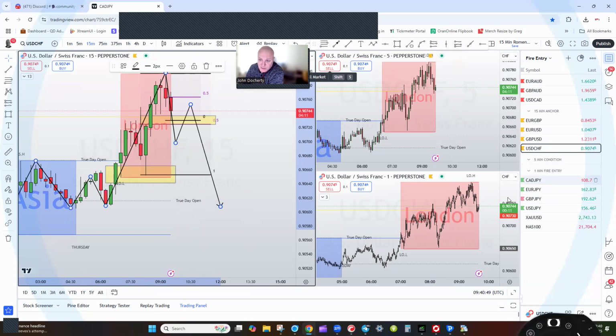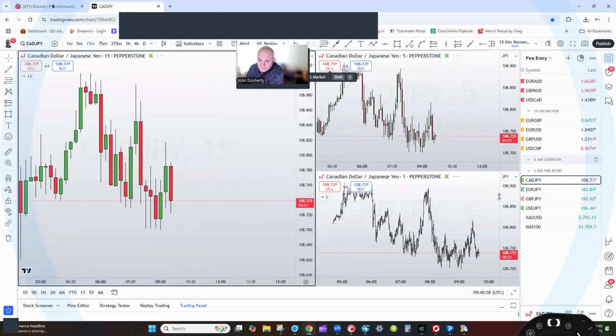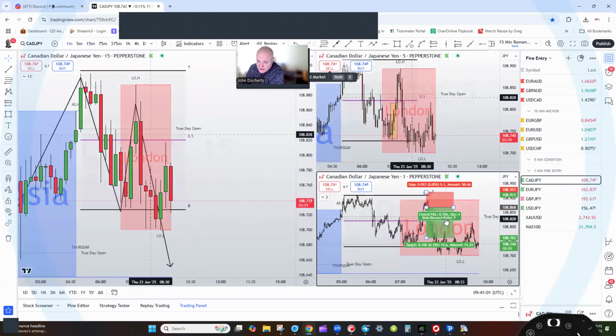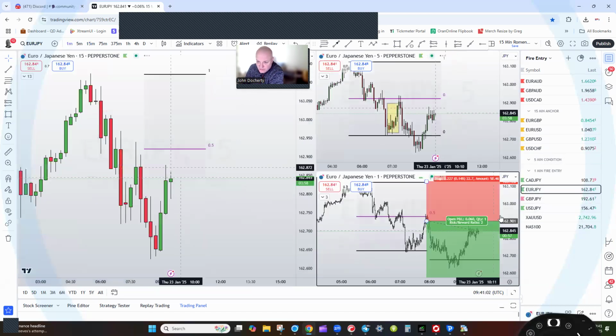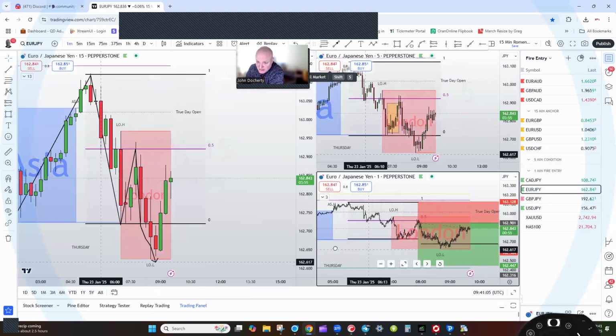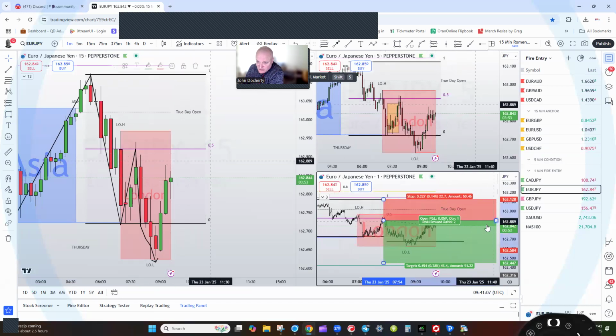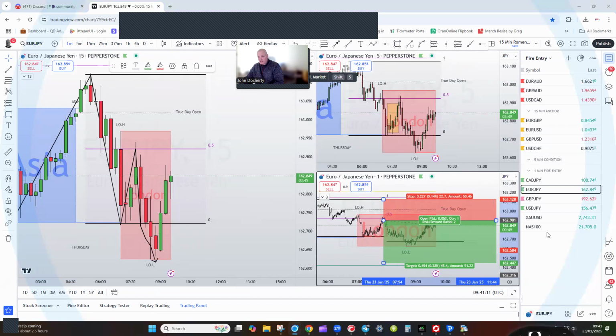We'll just let that load up. So that was a nice 2% earlier. Euro JPY, we've been to 1%. Now we're sort of messing around towards this area here. Again, I don't like to be in trades for too long on this setup system.